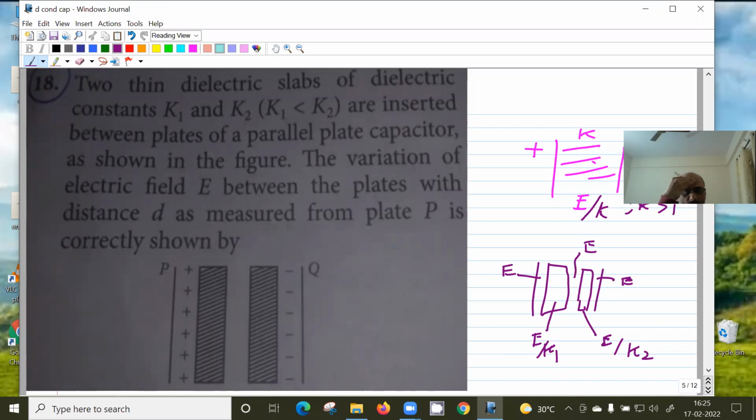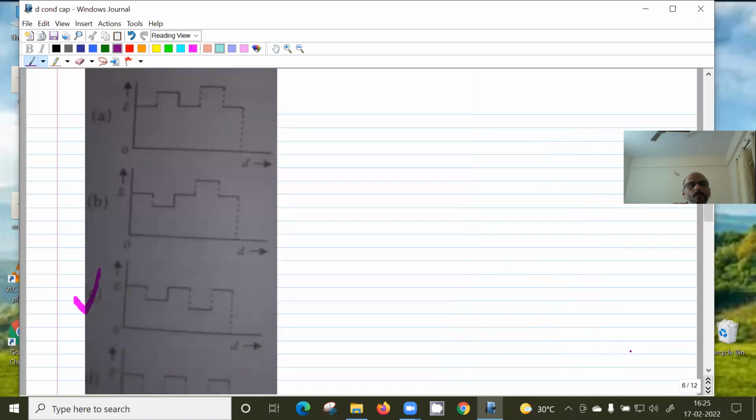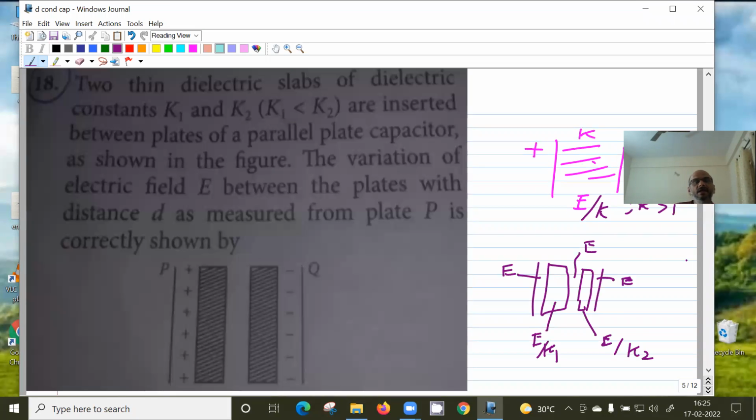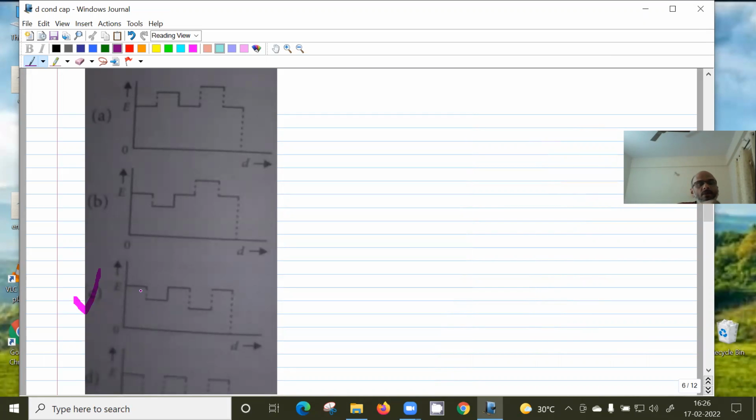What is the correct option now? These are the options given. And K2 is greater than K1. It's given in the question. So the drop in the electric field in the second one will be more. And there is a gap here, so here the electric field is E only. Inside the first dielectric it is dropping down by some factor, and in the second one it is dropping down by a larger factor because K2 is greater than K1. So this is the correct option.